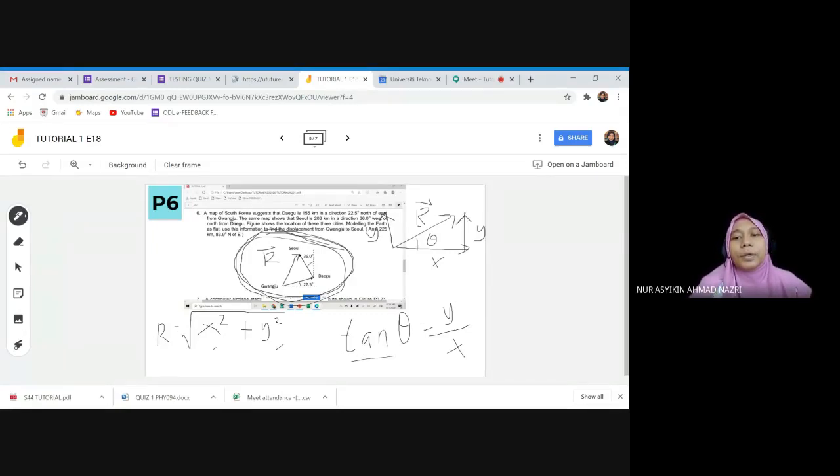Alright, so here, bila angle-nya di sini, your x is your adjacent, your y is your opposite, your r is your hypotenuse. Okay, so bila kita ambil trigonometry rule, kalau nak cari magnitude x, your x akan sama dengan r cos theta. Okay. Your y akan sama dengan r sin theta. Betul? So macam mana kita nak cari theta ni pula?